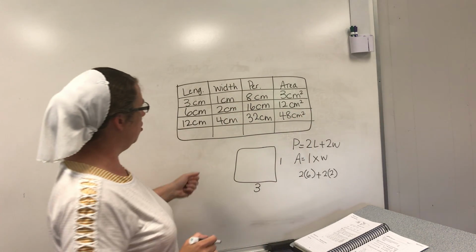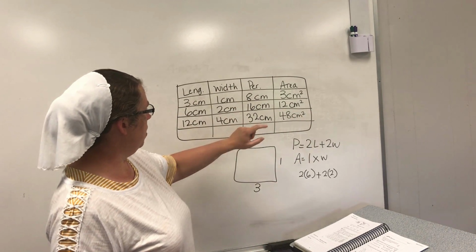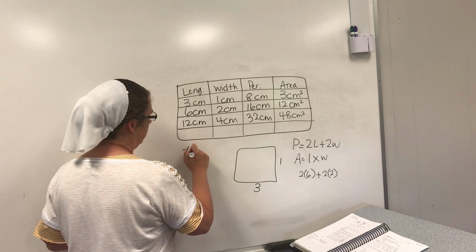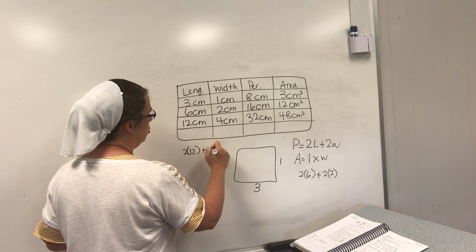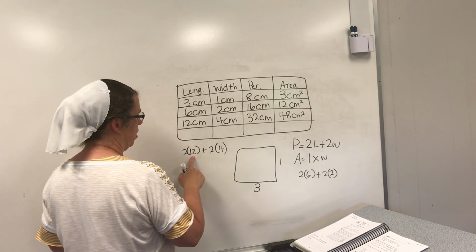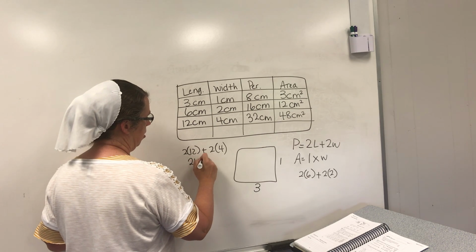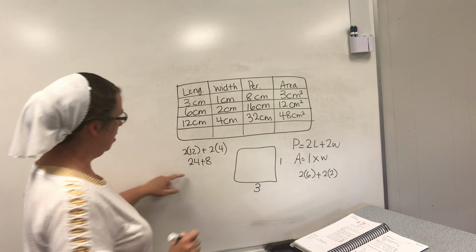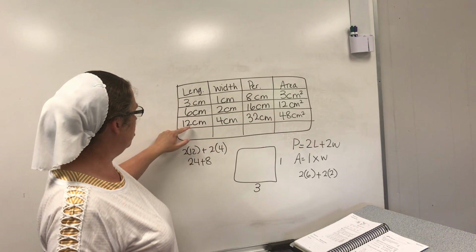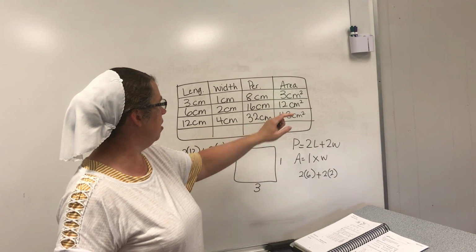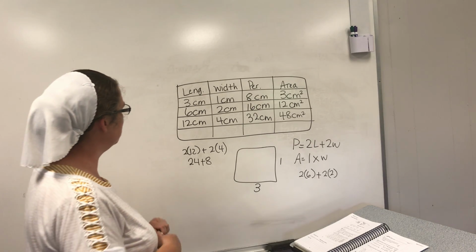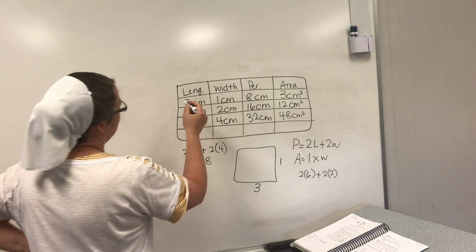Now let's check ourselves. To get perimeter, remember it's 2 times 12 plus 2 times 4. 2 times 12 is 24 plus 8, 32. And 12 times 4 to get area is 48. Now look at this, isn't this cool? So let's again double it.